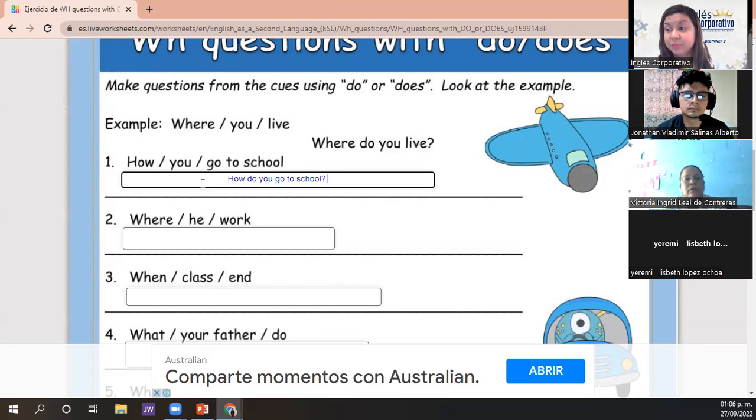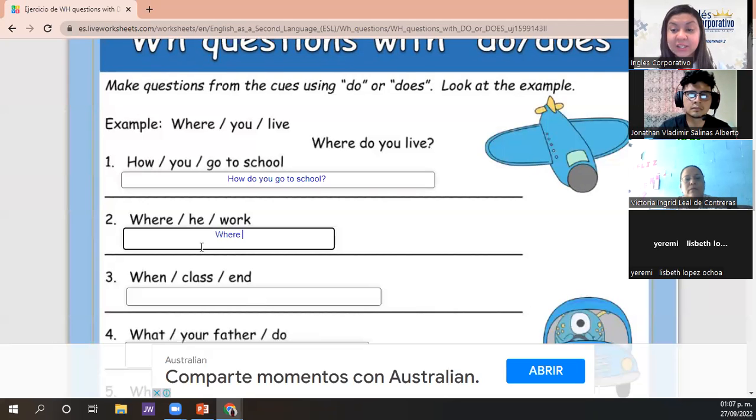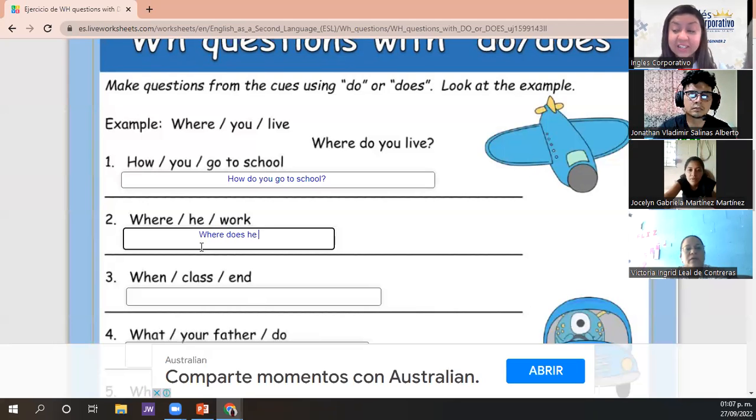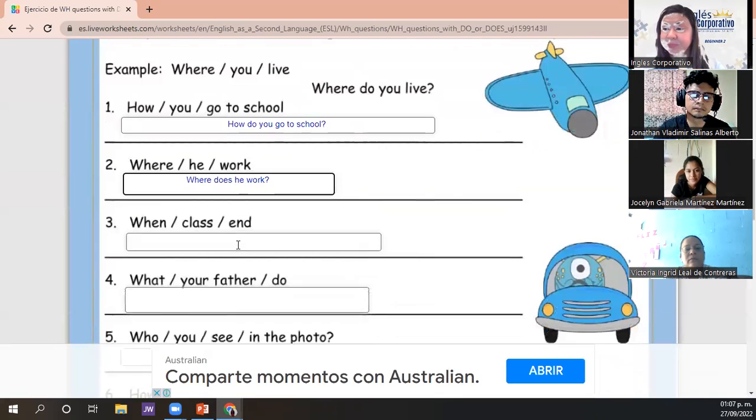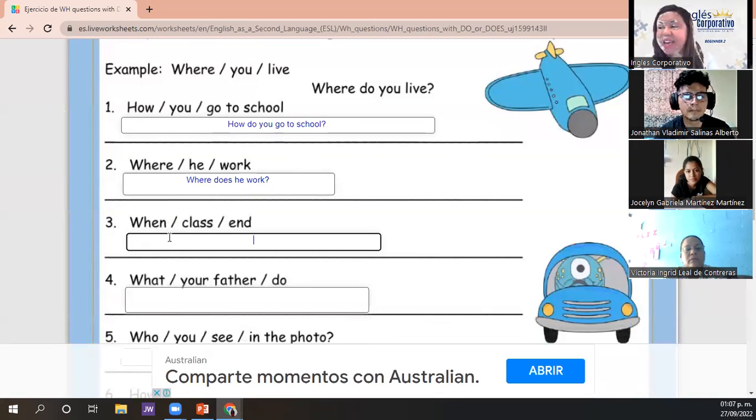It's do. Why is it do? Because it's second person, you. Does is only for he, she, and it, third person singular. Now, number two, where he work? So to make a question, I said where? Where does he work? In this case, I use the auxiliary does. Where does he work?